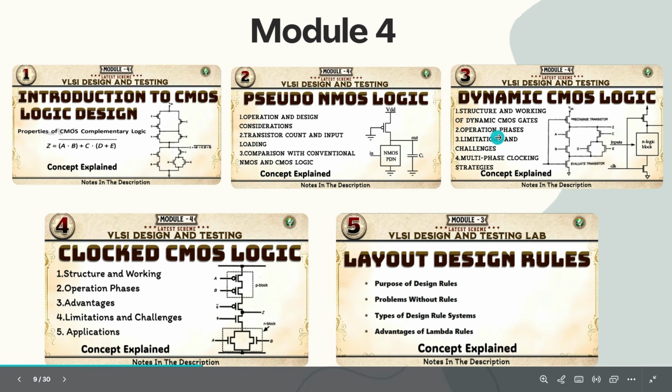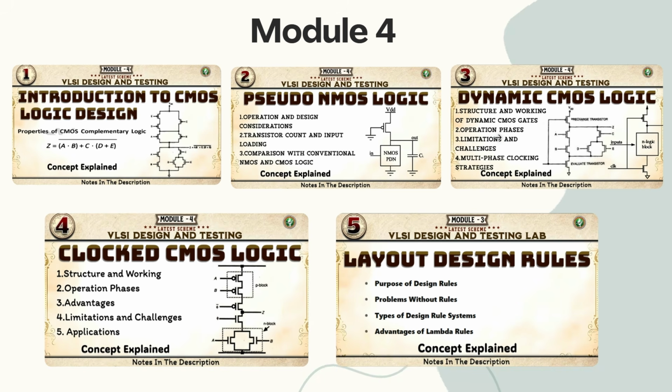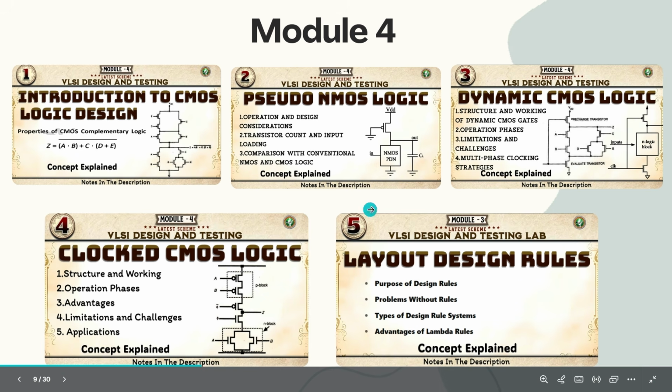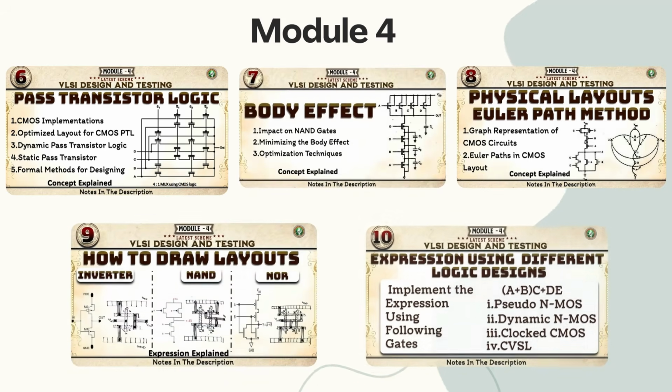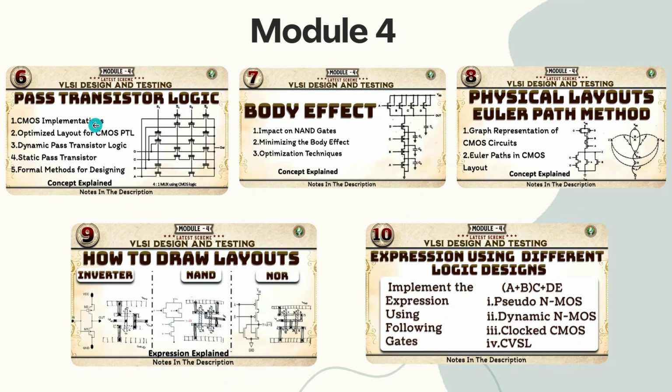And one by one, all the different kinds of CMOS logic circuits we are going to be seeing, starting with pseudo NMOS logic along with its block diagram and structure and how to design it. We have discussed it. Then dynamic CMOS logic, clocked CMOS logic, and so on. Then after that, we have seen some of the layout design rules, and then we have seen one more kind of logic circuit, that is pass transistor logic, and the body effect with respect to the CMOS logic circuit, and how the physical layouts are done using different methods. The first is the Euler path method. How the Euler path method is done based on how the nodes are taken and crosses are taken. Everything we have discussed with one simple logic circuit.